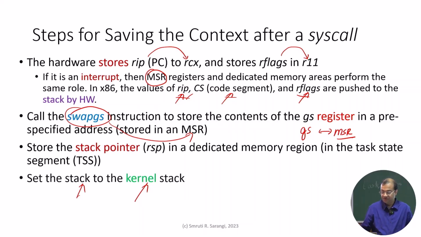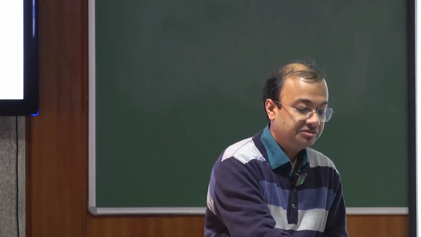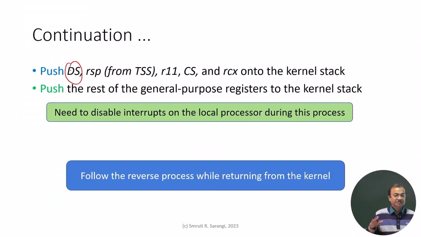So we will now look at the rest of the details, which is what happens when you load the kernel stack, because the rest of the context actually goes into the kernel stack. So in continuation, once the core part of the context is saved, then the data segment register and the stored stack pointer. Recall that the stack pointer is stored in the task state segment, TSS. And so the stored value is transferred to the kernel stack.